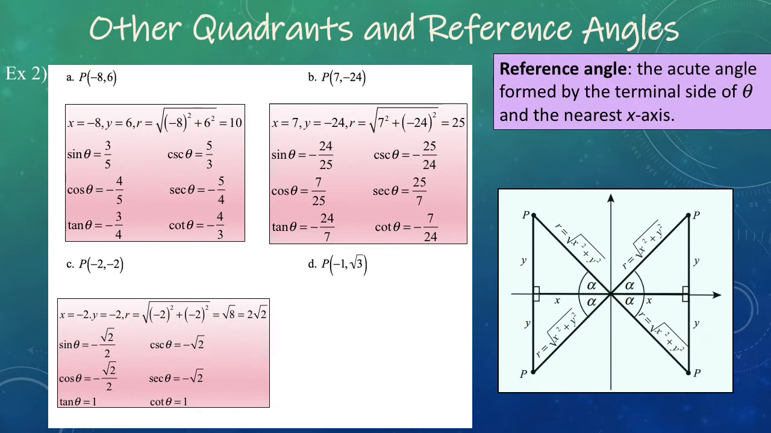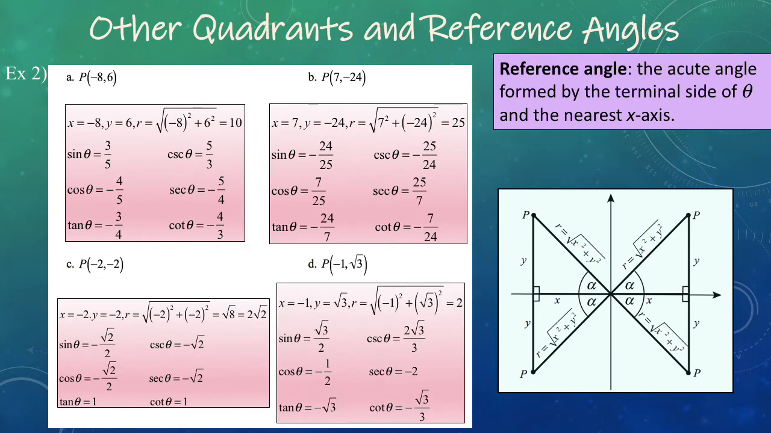In C, we have the point (-2, -2), and that puts us in the third quadrant. Therefore, r is the square root of (-2) squared plus (-2) squared, which is the square root of 8, which is 2 root 2. Sine theta, when we reduce our fraction, is negative square root of 2 over 2, as is cosine theta. Tangent theta is equal to 1. Cosecant theta is equal to negative square root of 2, and secant theta is also negative square root of 2, while cotangent theta is equal to 1.